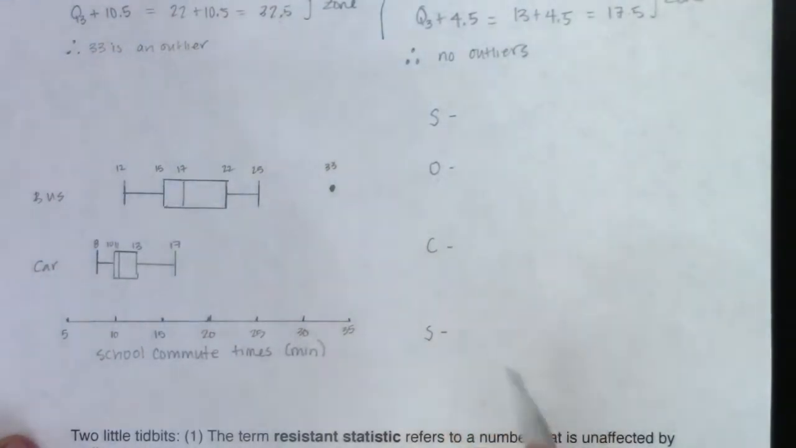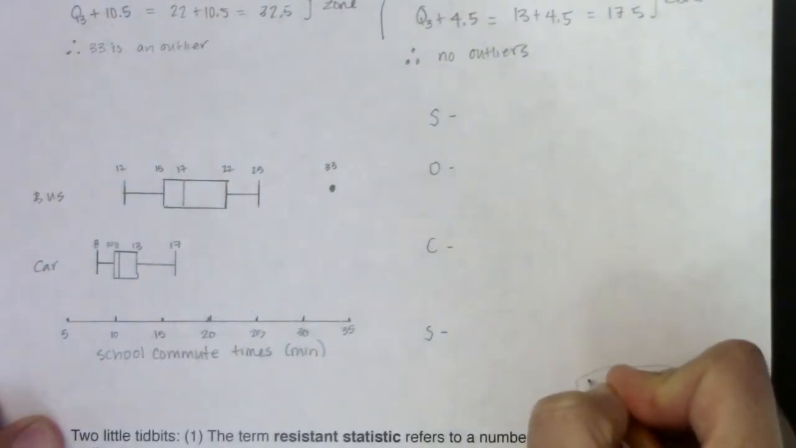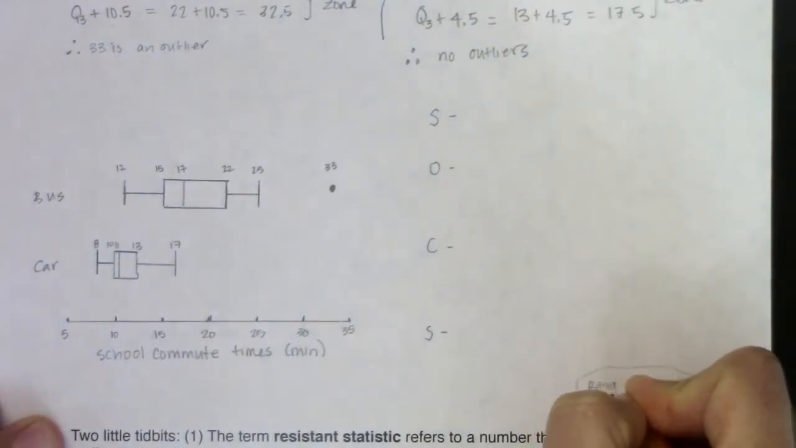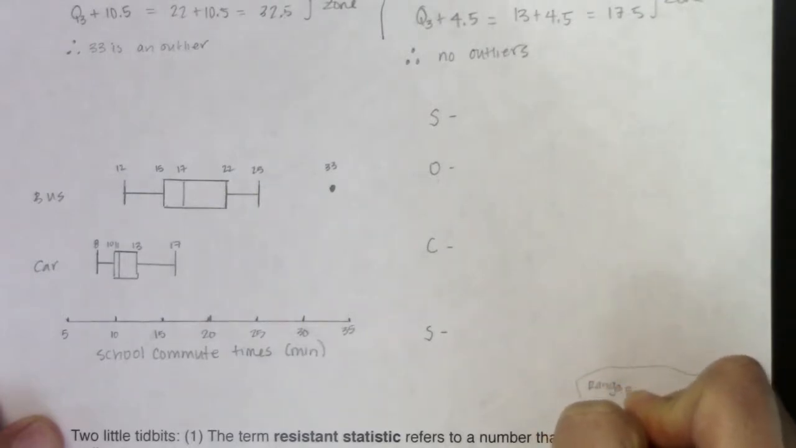Let's talk about spread. Now keep in mind, you can use spread, range, standard deviation, variance, or IQR. I'm going to use range in this case. So I'm just going to make some notes. I'll make them right over here. So I want us to look at the range for the bus times and compare it to the range of the car times.